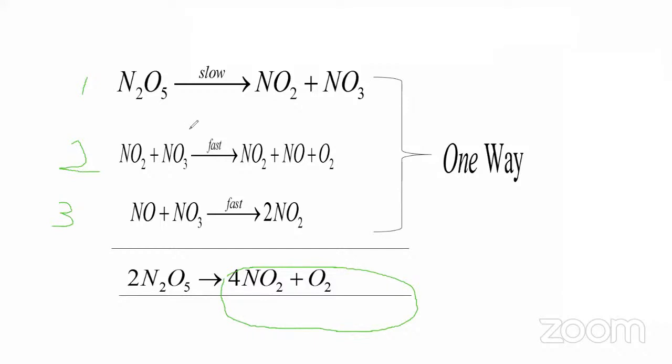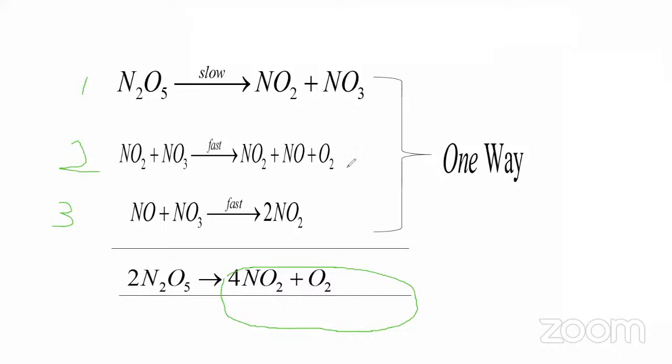Take note of the language I'm using. 1, 2, 3, they are processes that led to the formation of the decomposition of the nitrogen pentoxide to give nitrogen 4-oxide and oxygen. Is the summation of the 3 processes. I sum them up, and then what I got is the balanced chemical equation. And that's what you see finally.